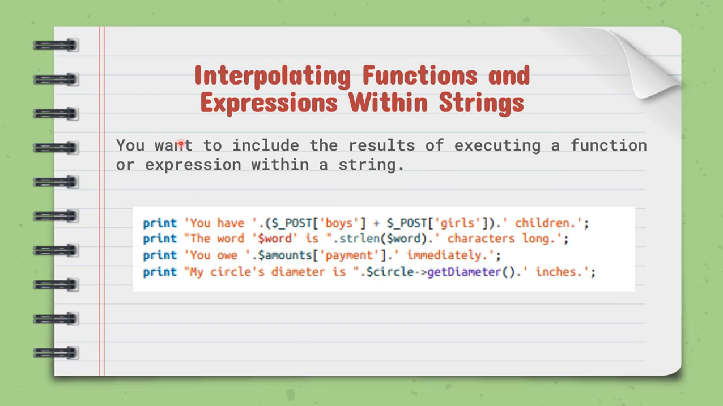The upper will completely convert the string to uppercase, and the lower will completely convert the string to lowercase. And next we have interpolating functions and expressions within a string. You want to include the result of executing a function or expression within a string. As you can see, we can actually perform the function in it. We have the values over here, and it just adds them in, and we are performing the concatenation by this dot sign.